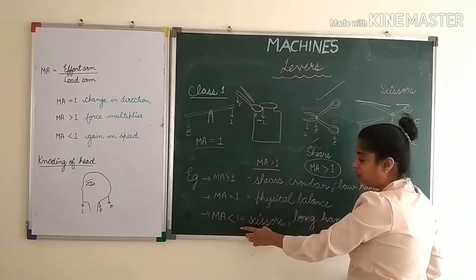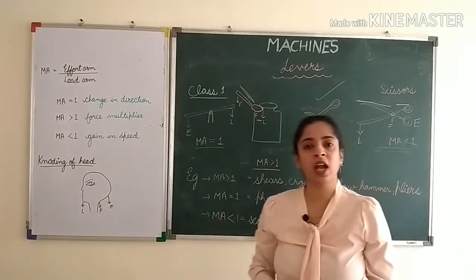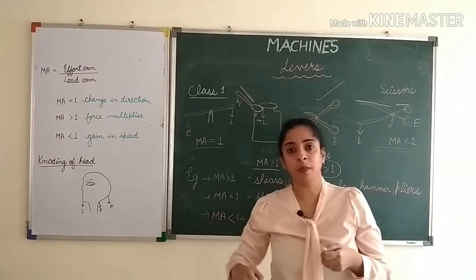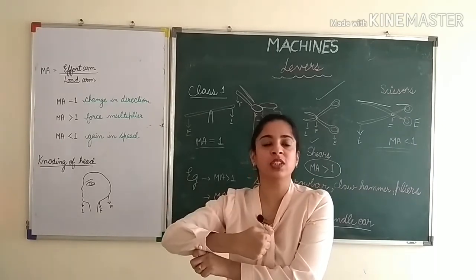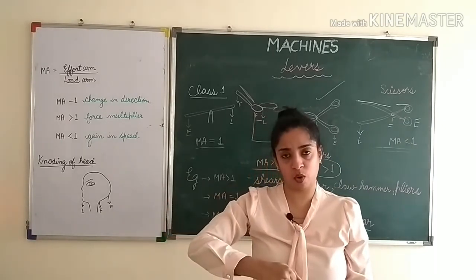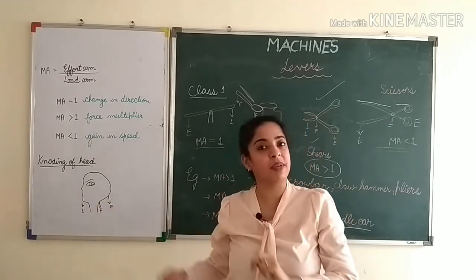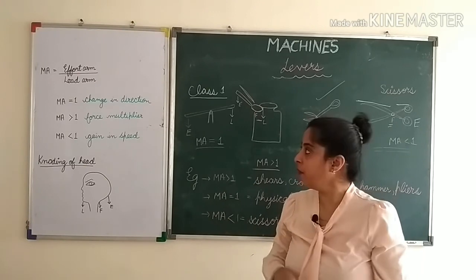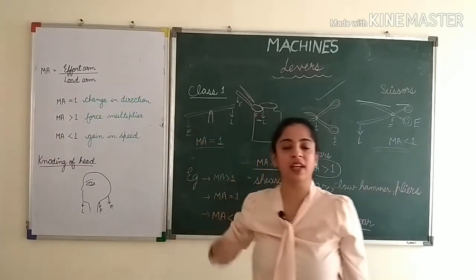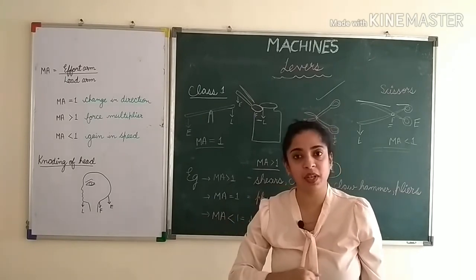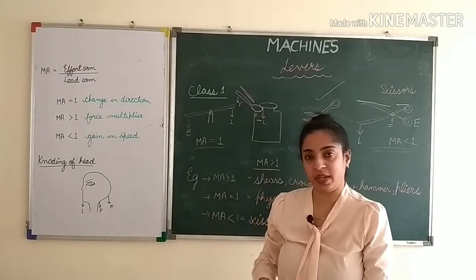Now where mechanical advantage is less than 1, scissors and long handle oar. In long handle oar, the person sits with the oar and larger portion of the oar is inside water. Fulcrum is on the side of the boat and he holds the oar inside, so that the effort arm is lesser and the load arm is bigger. So if load arm is bigger, okay, then the mechanical advantage will be less than 1 and it will have gain in speed. So he will be able to ride the boat with more speed.